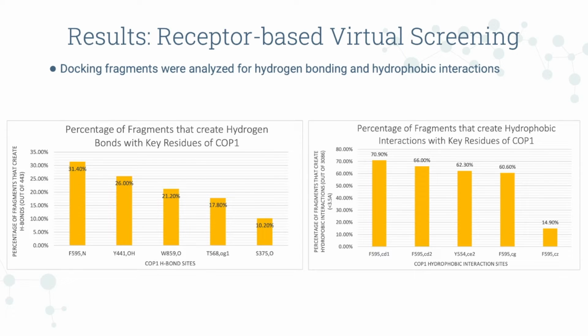A hydrophobic interaction with a carbon on tyrosine 554 was generated by 62.3% of the fragments, and 60.6% of the fragments developed a hydrophobic interaction on another carbon of F595. And finally, 14.9% created a hydrophobic interaction on site F595CZ.